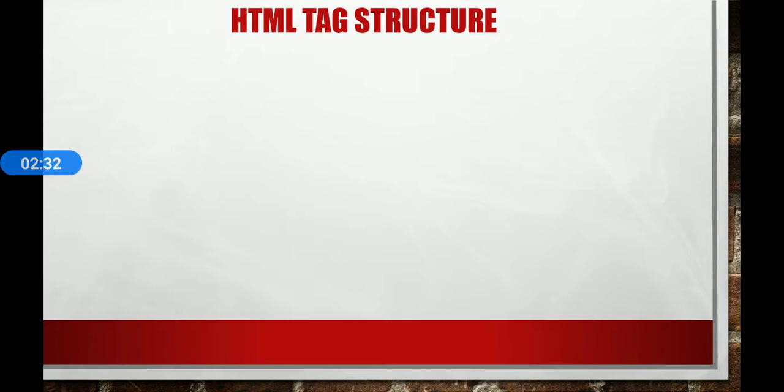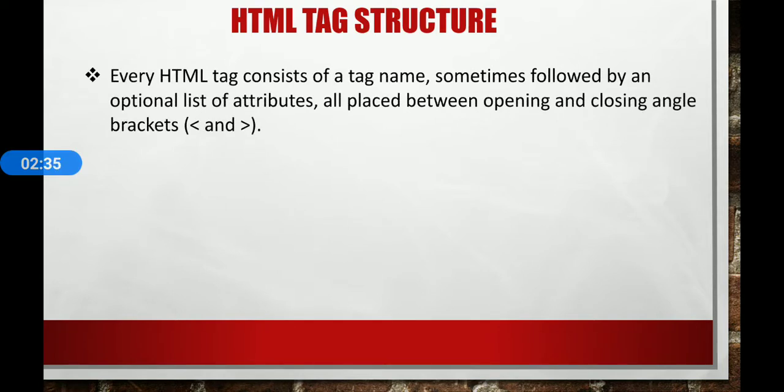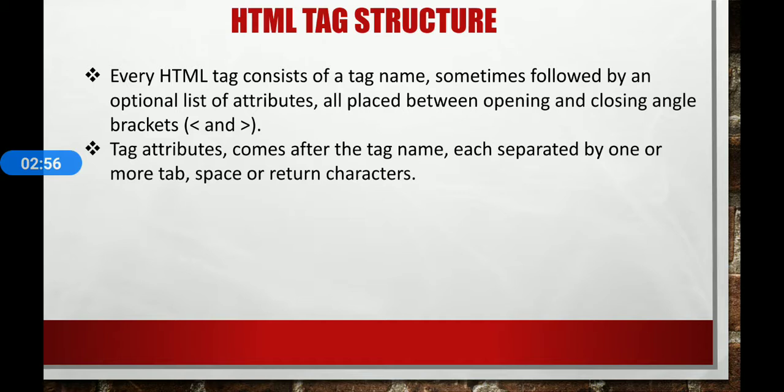Now let's see the HTML tag structure. The structure of an HTML tag is discussed in the following lines. Every HTML tag consists of a tag name, sometimes followed by an optional list of attributes, all placed between opening and closing angle brackets. That's a less than and greater than sign. Tag attributes, if any, come after the tag name, each separated by one or more tabs, spaces, or return characters. Their order of appearance is not important. The tag can have 0 attributes or 1 attribute or multiple attributes.